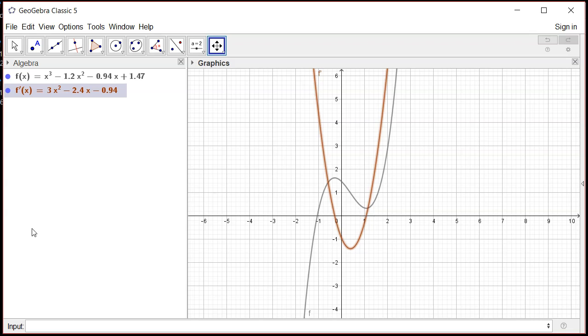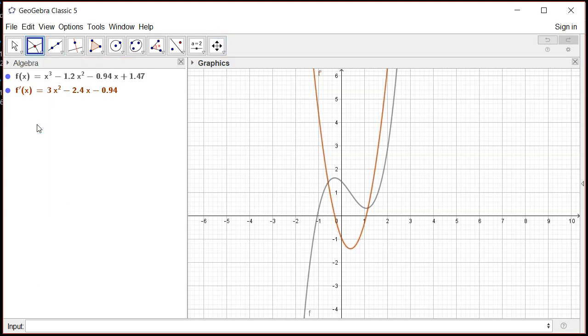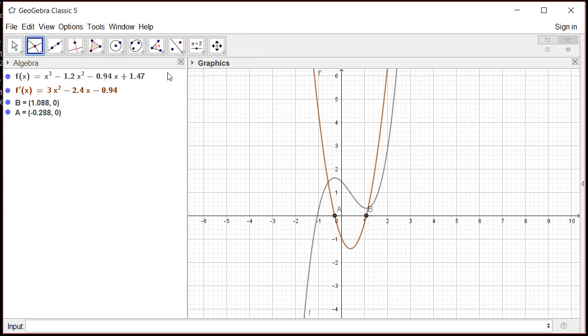So let's find that. There's a tool down here called intersect, so we're going to use that. I'm going to click on this f prime and also click on the x-axis. It gives you the intersection point. Since we want 3 decimal places, we can go to option, go to rounding, and then change that to 3 decimal places.